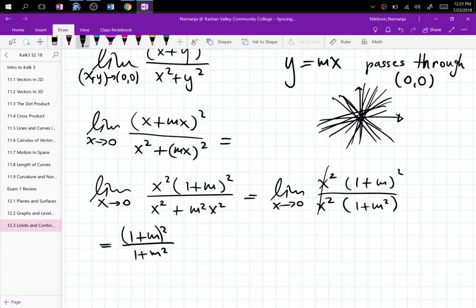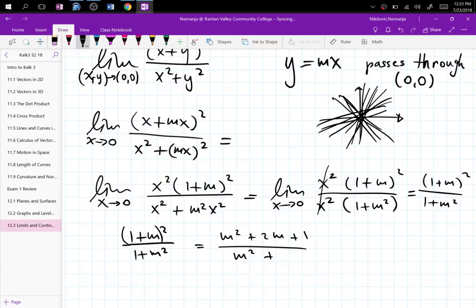They don't cancel. I'm going to write it here: 1 plus m, everything squared, divided by 1 plus m squared. This does not cancel because the top is m squared plus 2m plus 1, and the bottom is just m squared plus 1. They are not the same. There is the 2m term that you have in the numerator that you don't have in the denominator. So you can do the long division, but you're not going to get far. They don't cancel. So here it is.